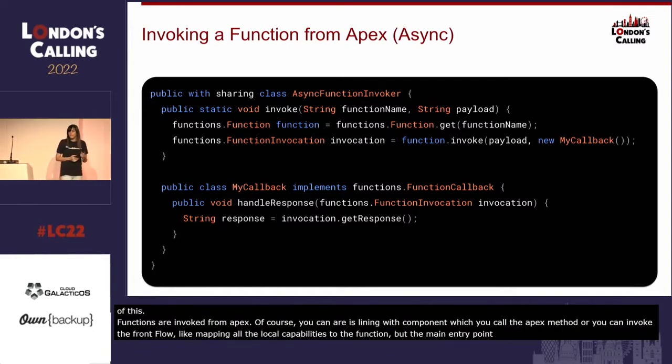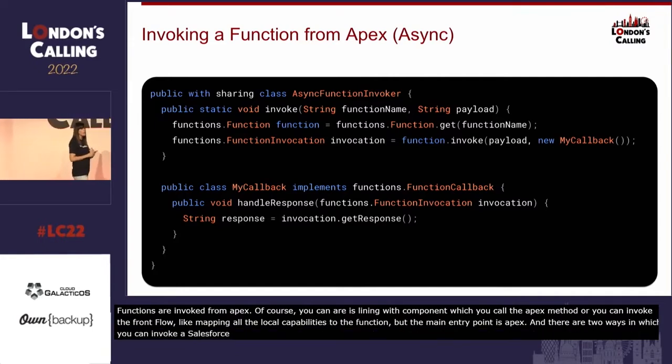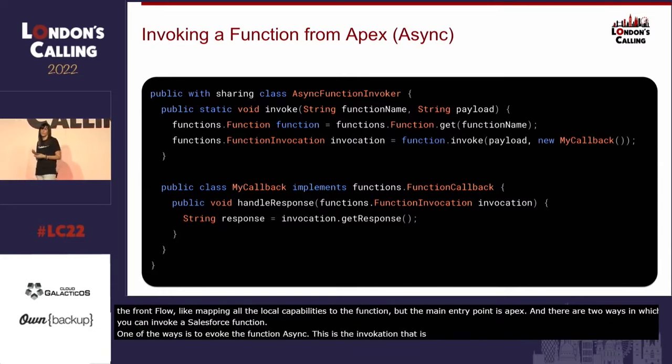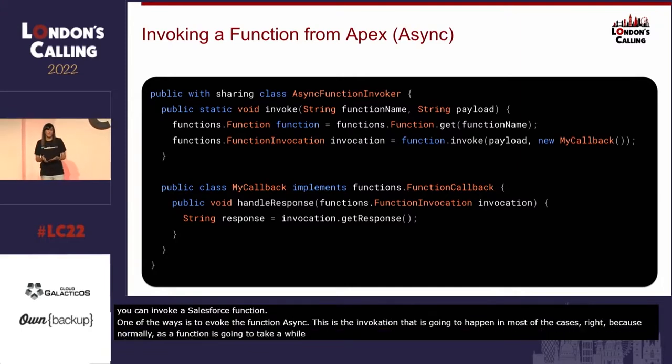And there are two ways in which you can invoke a Salesforce function. One of the ways is to invoke the function asynchronously. This is the invocation that is going to happen in most of the use cases, right? Because normally, as a function is going to take a while, it's a compute-intensive process. It's good if you invoke the function, leave the function running, and then you check the result afterwards.